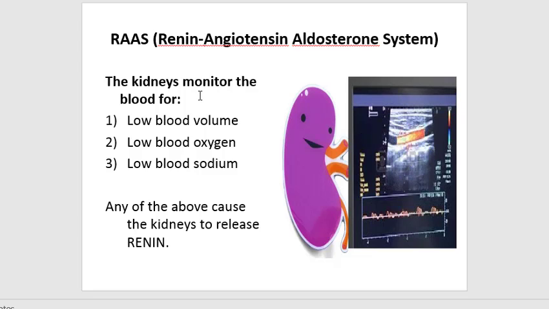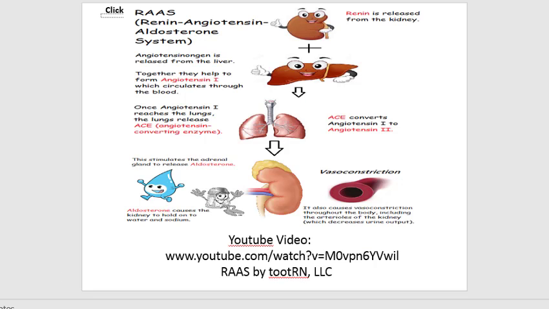So the kidneys monitor the blood for low blood volume, okay, because we don't want a low volume because then our blood pressure drops and we don't get our organs perfused. Low blood oxygen, because again our organs don't get perfused with the oxygen that they need. And then low blood sodium. Okay, so if any of those happen, the kidneys release renin. And that in turn starts the renin-angiotensin-aldosterone system.